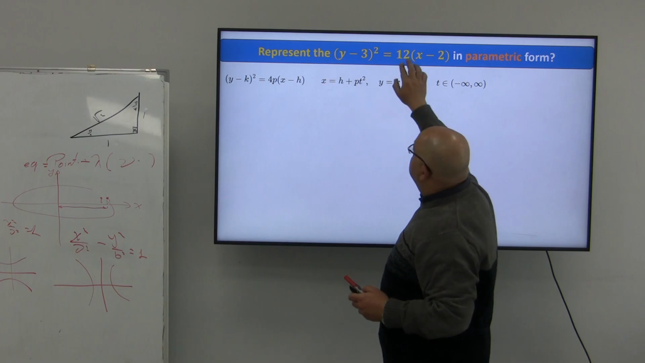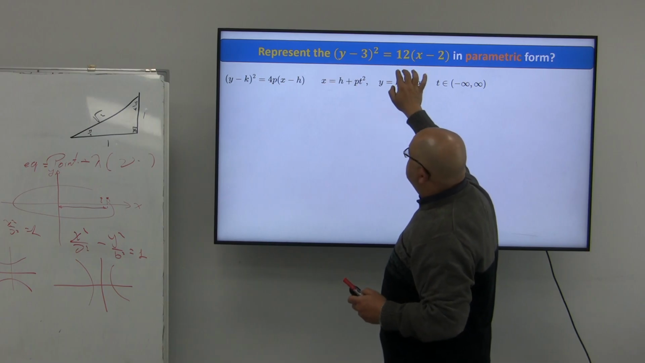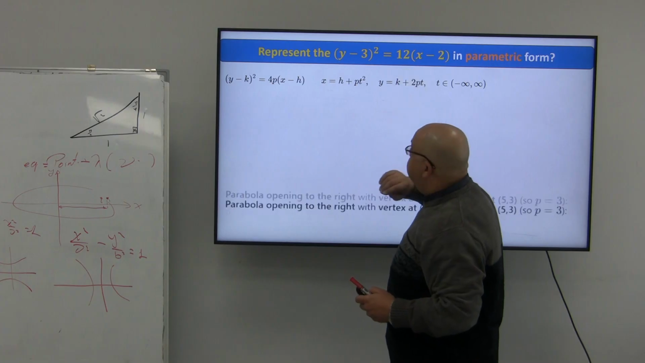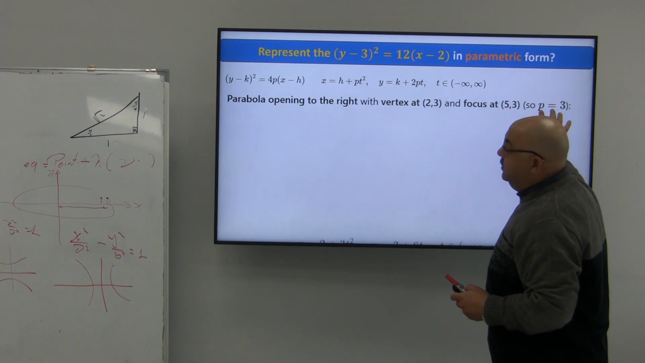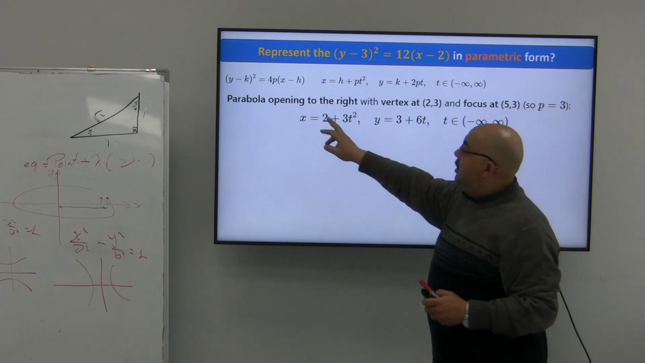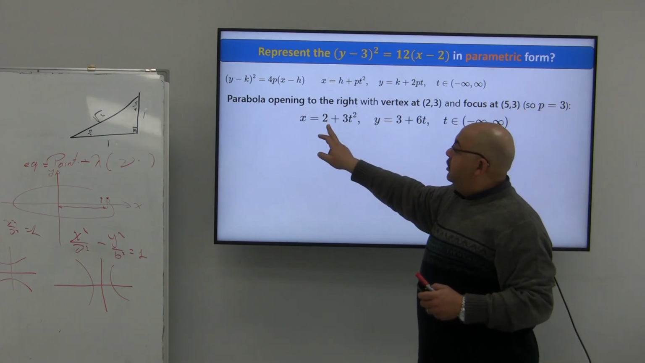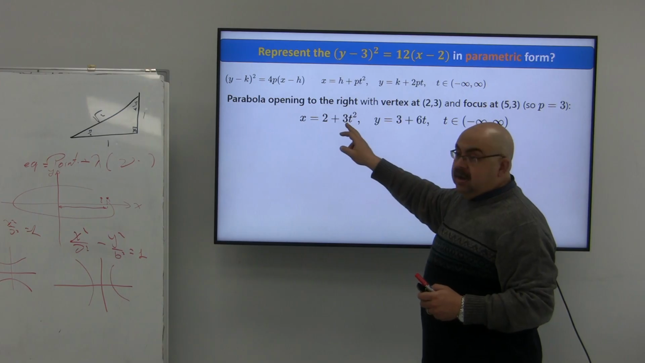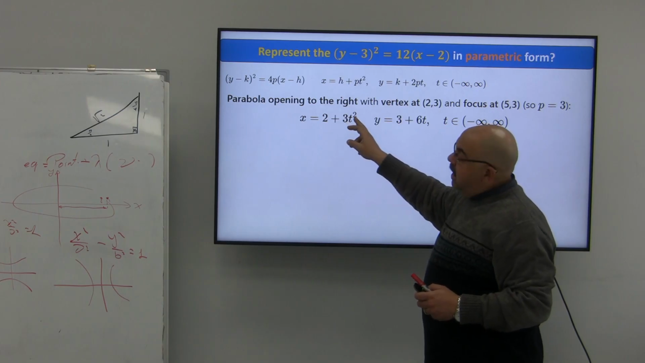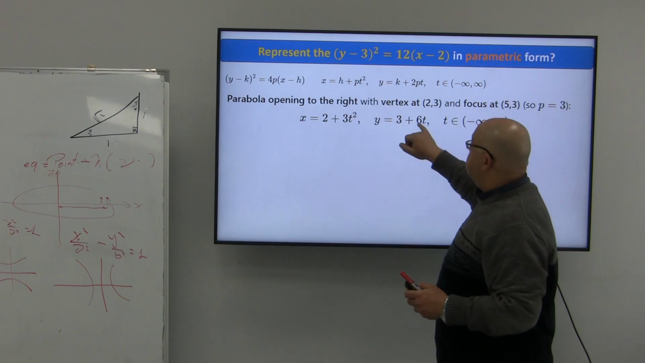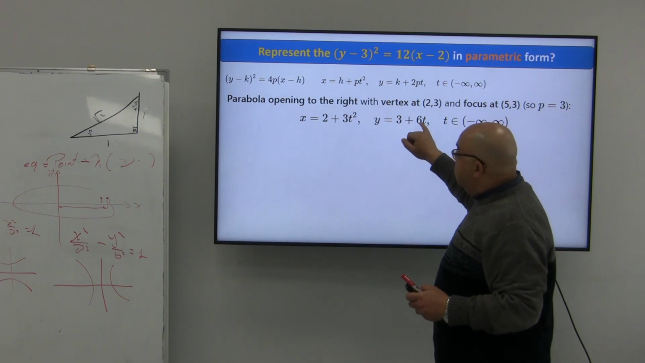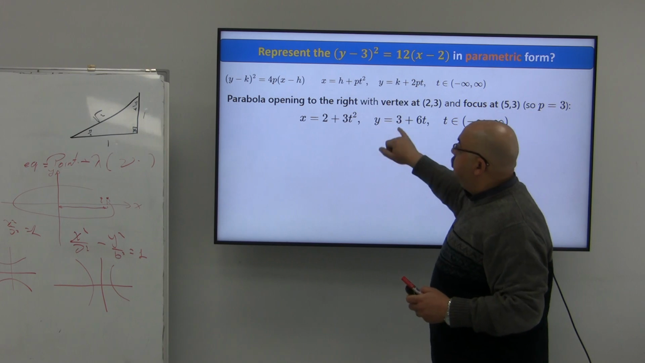So first of all, I have 12, it's going to equal 4P, so P is going to come up to 3. That's exactly what's written here, P equal to 3. And then I will start substituting. This is the x component of the vertex, plus 3, which is P, T squared. And for the other one, it's going to be 2P, which is 6 times T. And that's the y component of the vertex.